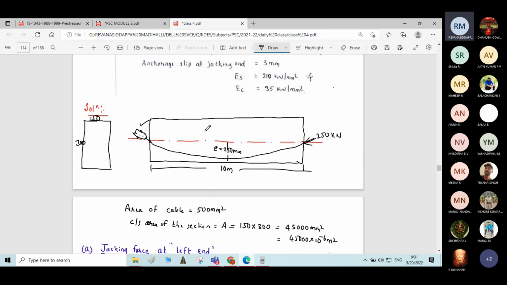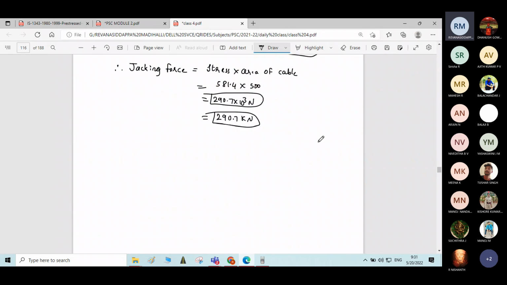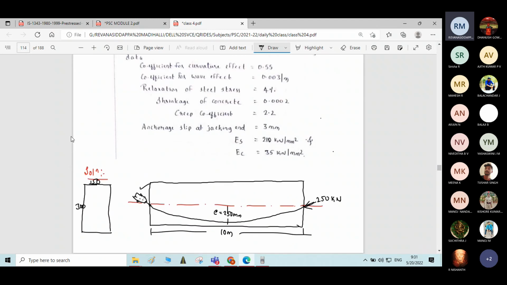Jacking force required at the jacking end so as to produce a pre-stressing force of 250 kilonewton at the right end, which means that if you apply a jacking force of 290.7 kilonewton, then the pre-stressing force of 250 kilonewton will be induced on the right end.